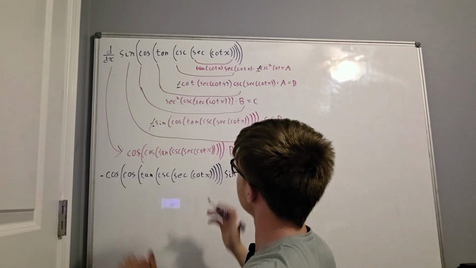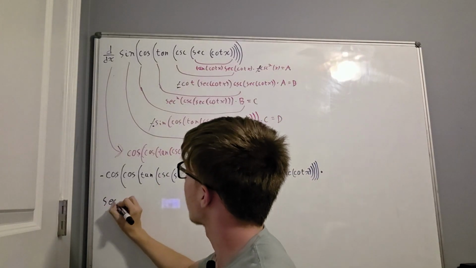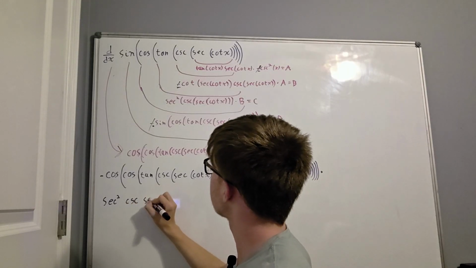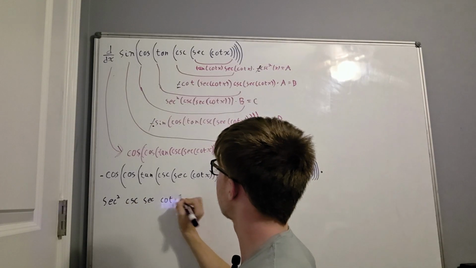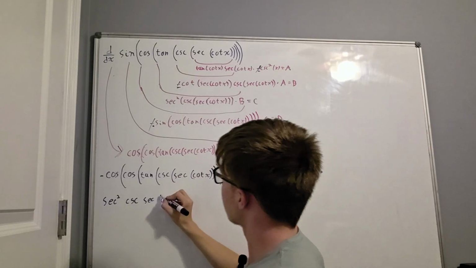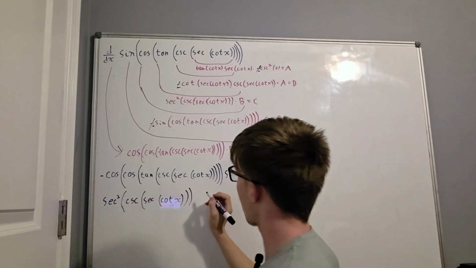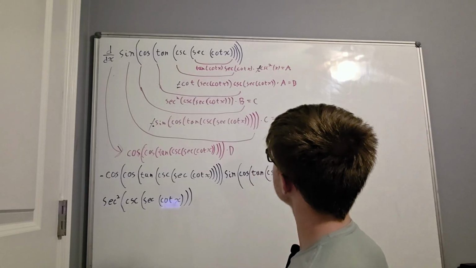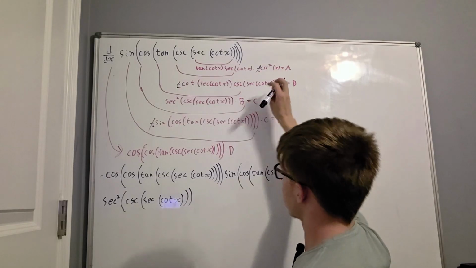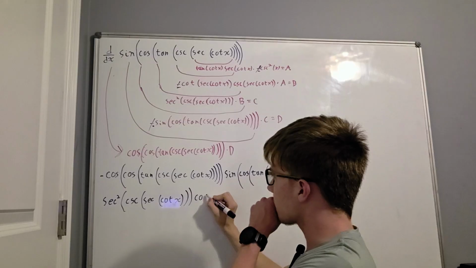So I'm going to come over here and start up here with secant squared of cosecant of secant of cotangent of x. That's the whole thing, so parentheses. Okay, that's not too bad, right? It starts to look a little nicer until you get to the next one. I think this one is the hardest to look at because it has multiple parts.